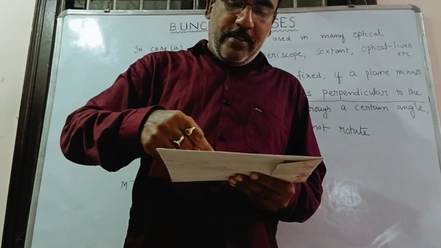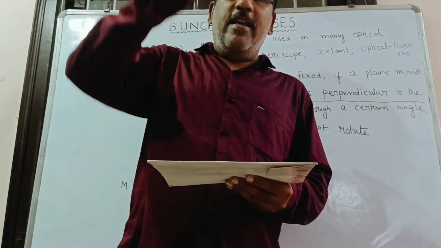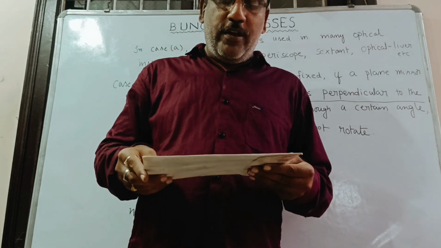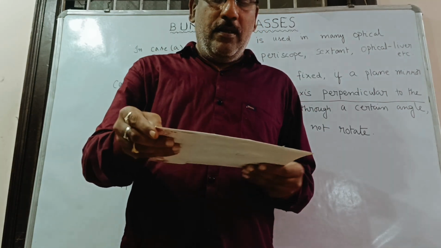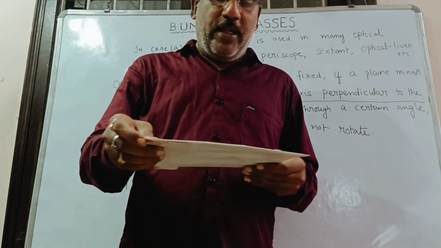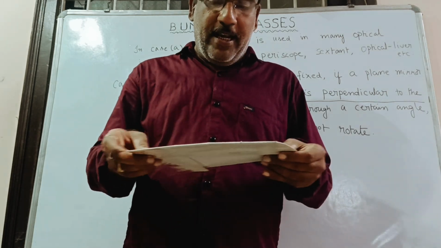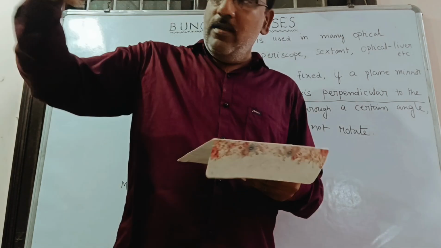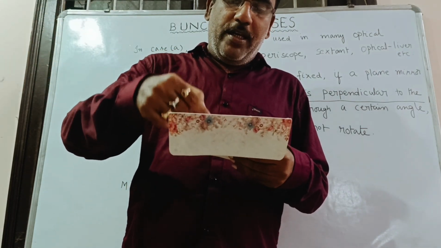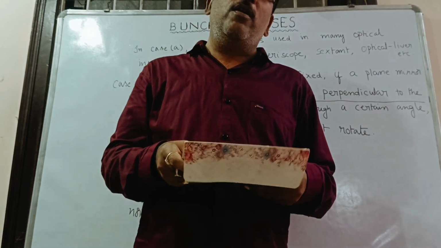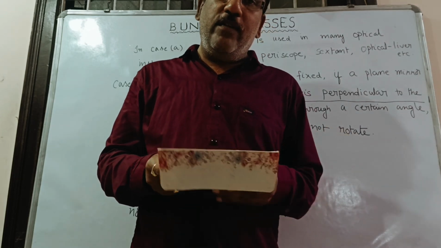Incident ray is like this. Reflected ray is like this. If we rotate the mirror like this, at an angle perpendicular to the mirror axis, in this way if you rotate, the incident ray is incident at a point, and the reflected ray will not change. So the reflected ray will not be affected.